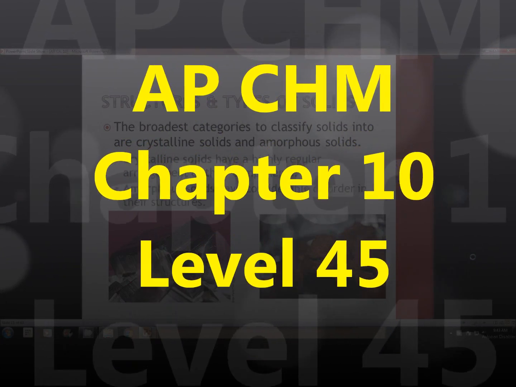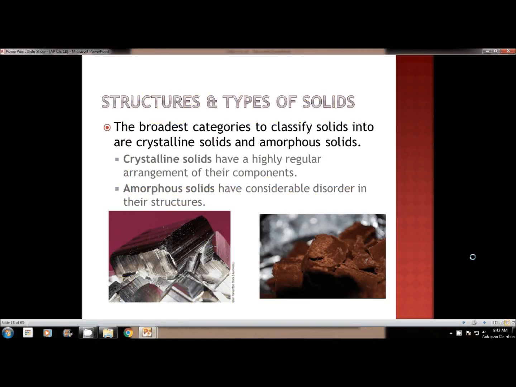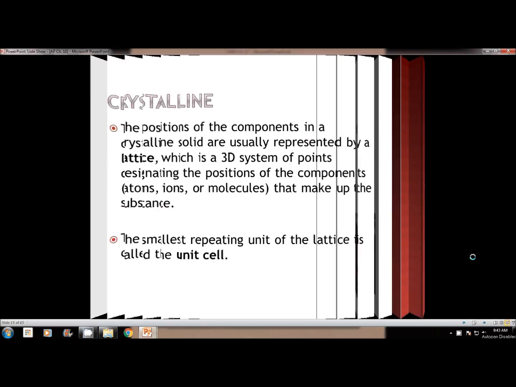Level 45, we're going to start talking about the structure and types of different solids that we have. We can have the broadest classification of solids as crystalline versus amorphous. Crystalline solids have a highly regular arrangement, where amorphous are considered to be disordered in their structures.